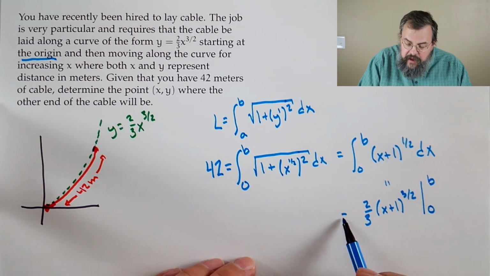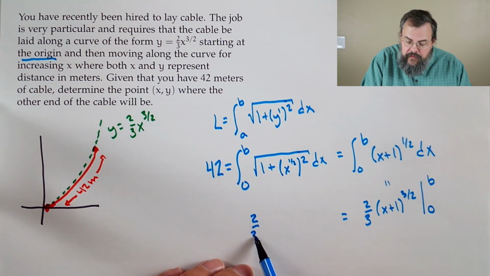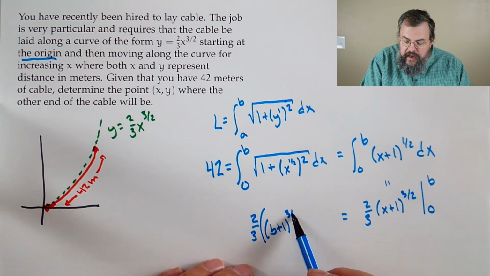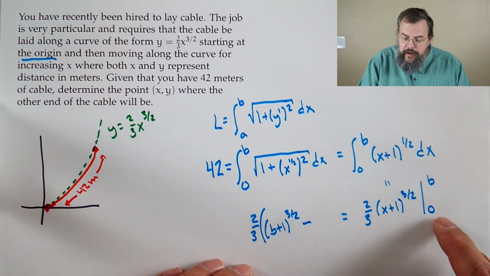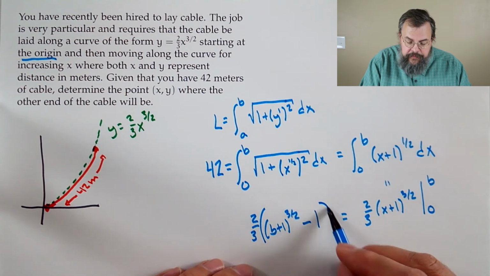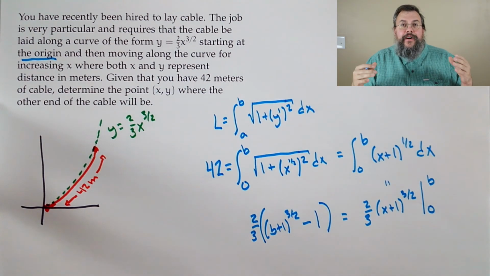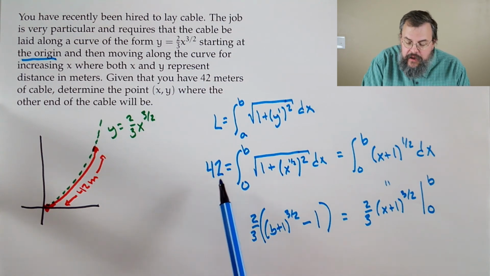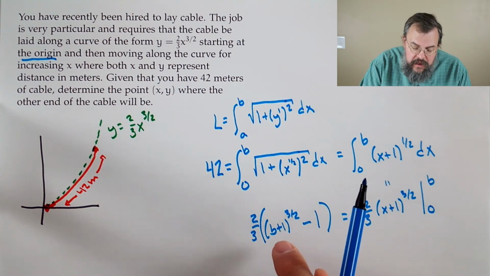Okay, so what is that? Well, all right, that's 2/3 times b plus 1 to the 3/2, because that's what we get when we plug in b. Subtract, now plug in 0. 1 to the 3/2, well, that's just 1. All right, now what do we see? Well, we see 42 is equal to this expression. And the last part is to say, we need to solve for b.